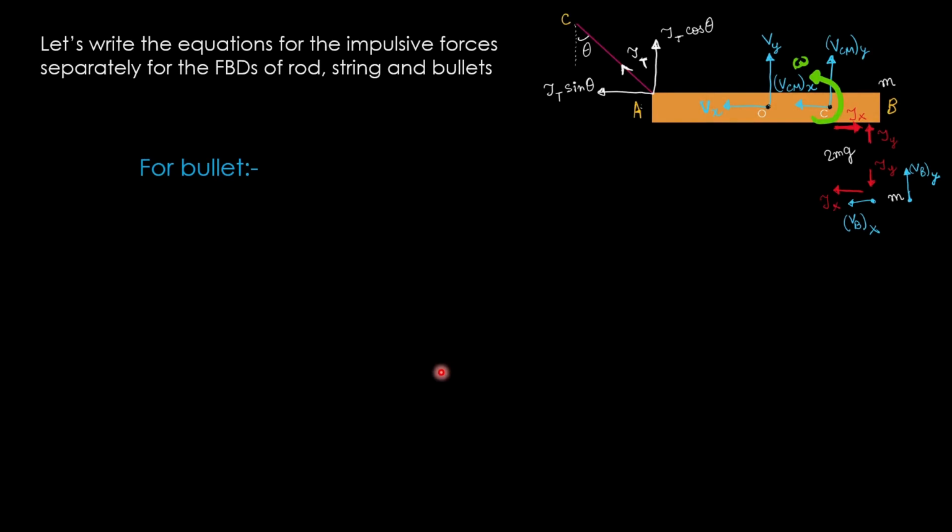Okay, so let us move into the next part, which is writing the impulses on the particles, bullet and rod. The fun thing is that you can exactly solve it by the way you solve NLM questions by drawing FBD, and then algebraically manipulate the impulses to get the change in momentum of those particles.